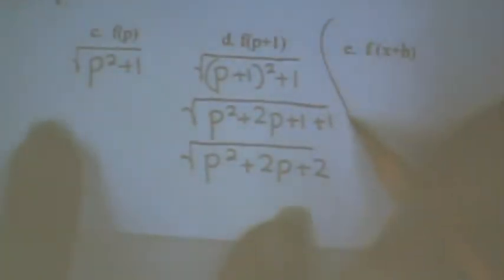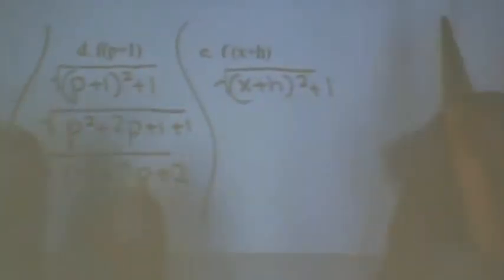And the last one, what would be X plus H? What would you do for this one? I would do X plus H quantity squared and then plus 1. So how will we simplify this one? X squared plus 2XH plus H squared plus 1. There's nothing exciting about that answer.